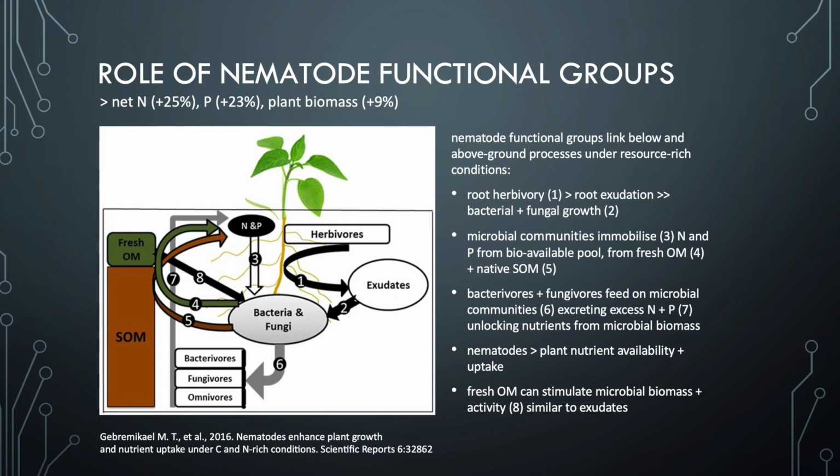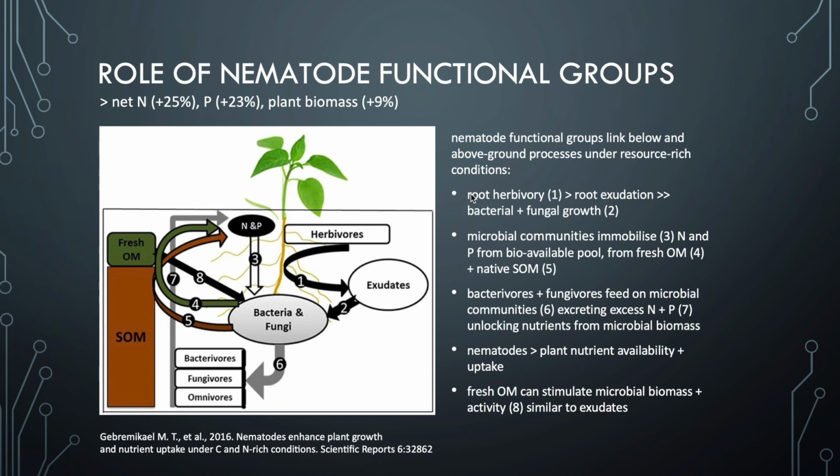Before we focus on the role of root-feeding or plant parasitic nematodes in the soil ecosystem, let's re-examine the roles that nematodes play as functional groups in the soil ecosystem. Because as a community, nematodes actually increase plant nutrition and plant biomass as well. Nematode functional groups link below and above ground processes under resource-rich conditions. This is a study that was done in 2016 that you can have a look at. First of all, the most plant-connected nematodes are actually plant parasitic nematodes or root-feeding nematodes.